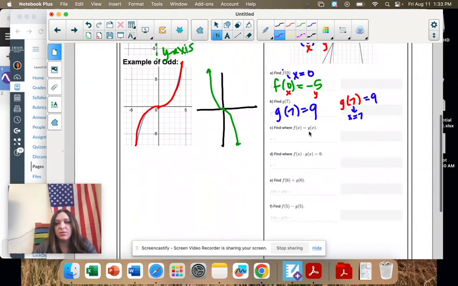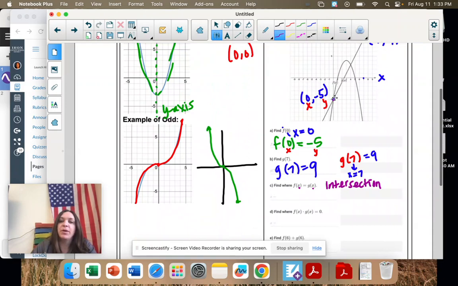So f of x equals g of x. This is where the x values are the same, which means that's at an intersection. And we already saw one of those, right? This very first point, that point's the same on both graphs. X is 0. But there's another point right here where x is 4. I'm going to write the y value, even though we don't need it. We're just looking for x.